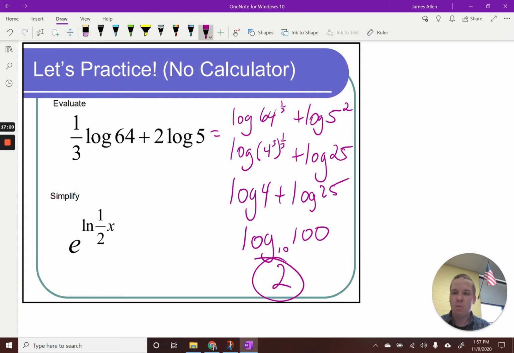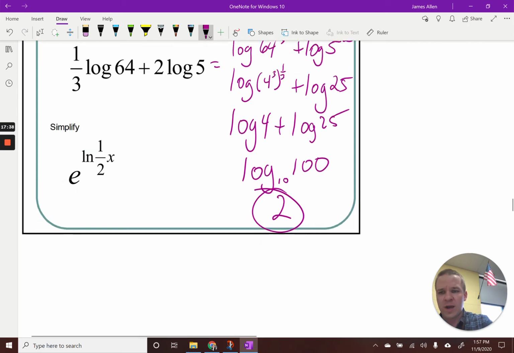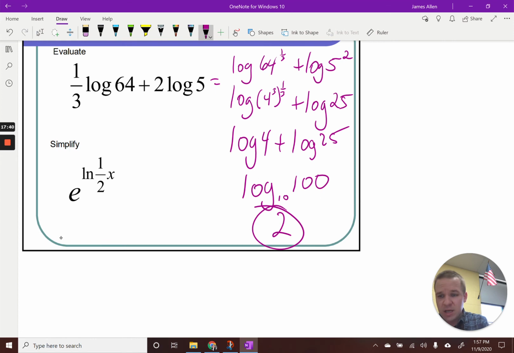All right, now what? E raised to the natural log of 1/2 x. If you remember, E and natural log, they're inverses of each other. They undo each other. And our final answer is going to end up just being 1/2 x. Now, I do want to show this in one other way here. Natural log is log base E, right? So E raised to the log base E of 1/2 x. Now, that may look very similar to one of those inverse properties we had above. E raised to the log base E, we know that's going to go away. I'm going to be left with just 1/2 x.